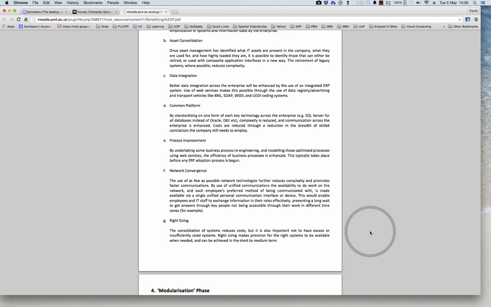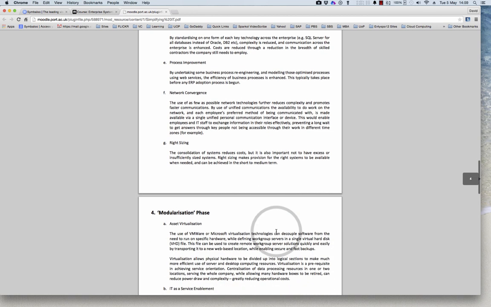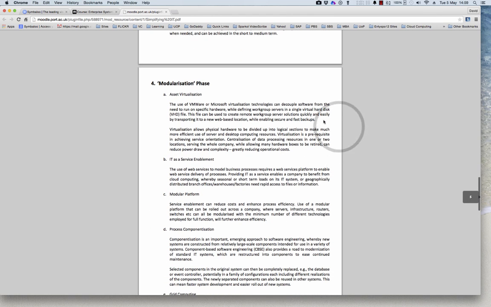So then you have network convergence, the use of as few network technologies as possible, and right sizing to make sure you don't have over the top bits of hardware that you don't need. One of the ways of doing that is to virtualize your hardware so that you divide it up into logical sections that can be defined in a virtual hard disk file, which can be set up on demand. So you can run a virtual hard disk file, or you can submit it over the internet and run it up somewhere else.